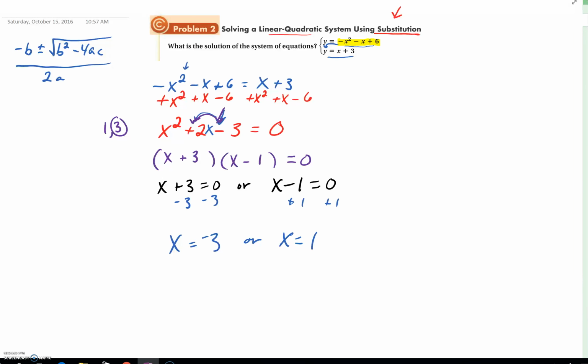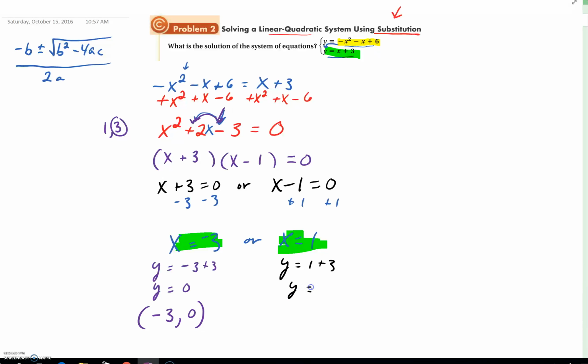But now I need to find, well, when x is negative 3, what is my y value? So I need to substitute these back into one of our original equations. And we need to figure out, well, when x is negative 3, what is y? So when x is negative 3, y is equal to x plus 3, or negative 3 plus 3. So y is equal to 0. So one of my solutions is the ordered pair negative 3 comma 0. And then for when x is equal to 1, I need to substitute that in as well. So y is equal to x plus 3, or y is equal to 1 plus 3, and y is equal to 4. All right, so that means when x is equal to 1, y is equal to 4. So those are my two solutions, my two ordered pairs.